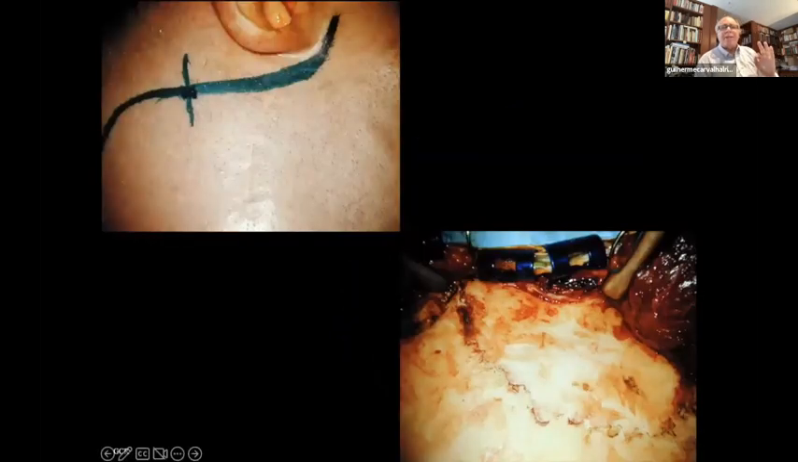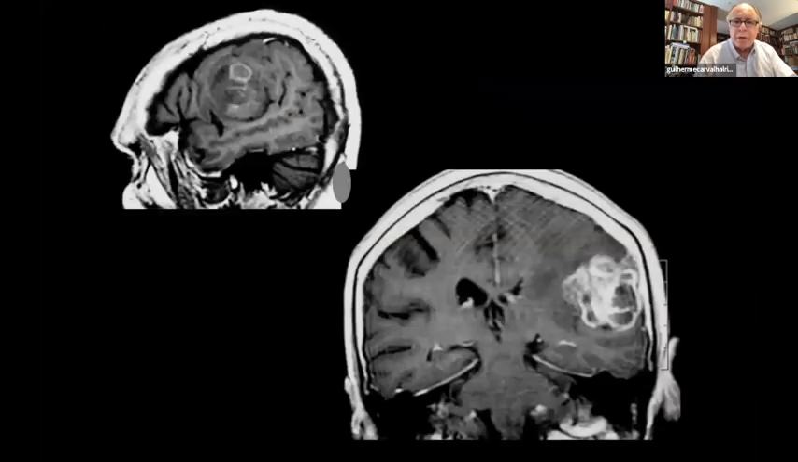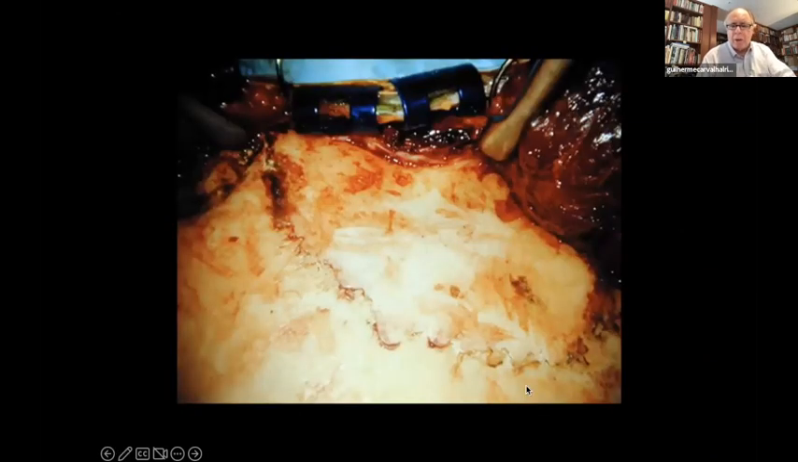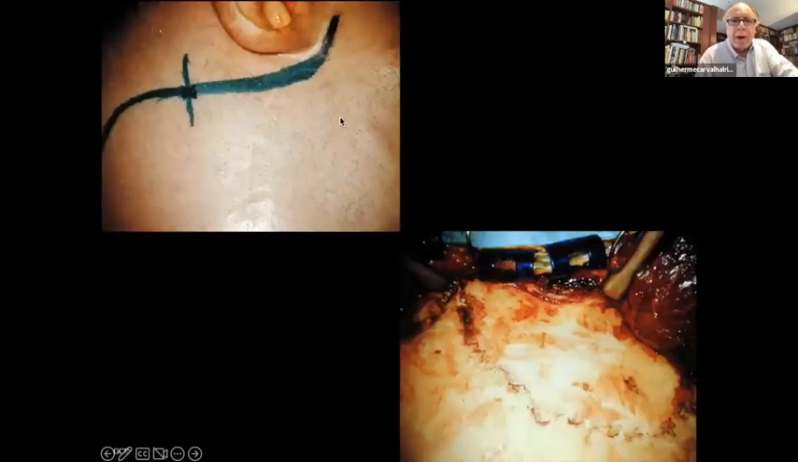So let's see how much we can see through the squamous suture. Let's operate on this patient here that has this postcentral gyrus glioblastoma. So we know this is in the postcentral gyrus. So let's see how much we can see through the squamous suture. Well, let me just come back here.